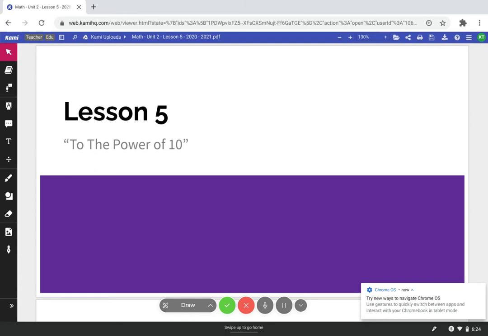We are back at it again with lesson 5. And in this lesson, we're going to be doing the power of tens, figuring out what that is and getting some practice on how to do it.